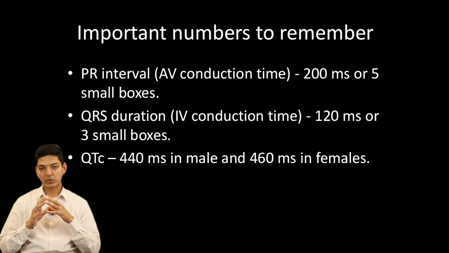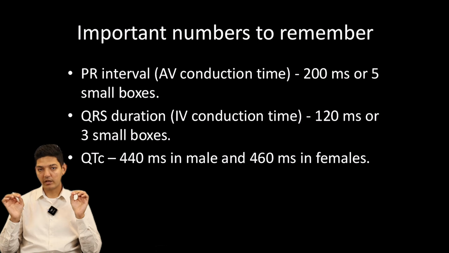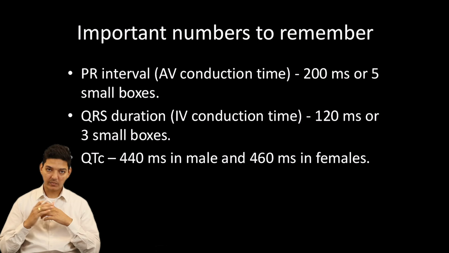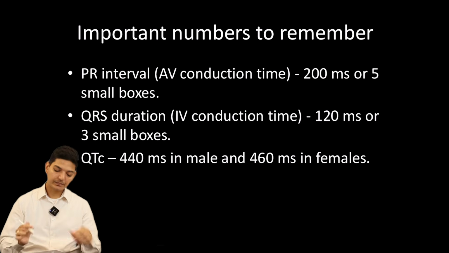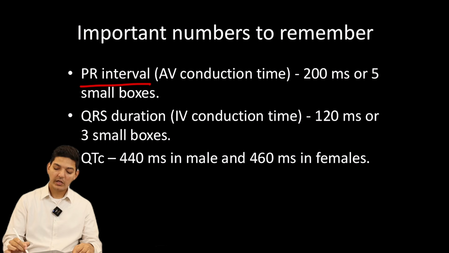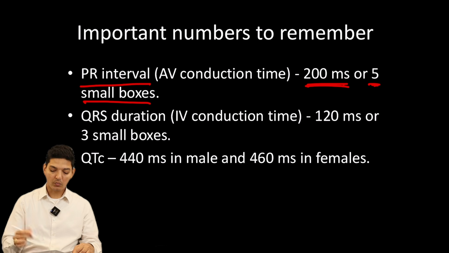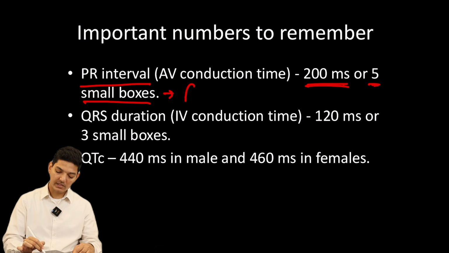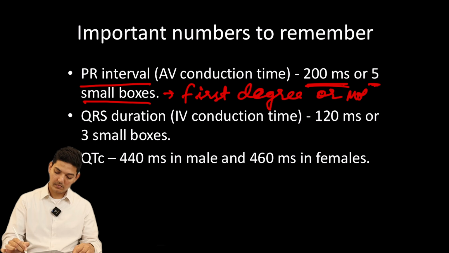Alright, some important numbers to remember. Even if you forget all other numbers, try to remember these three numbers and you will do really well with the EKGs. First one is the PR interval. It should be less than 5 small boxes or less than 200 milliseconds. If it is more than 5 small boxes, it represents either first degree heart block or Mobitz type 1.